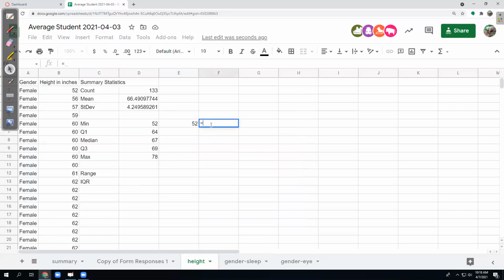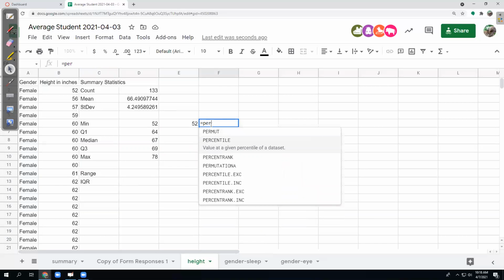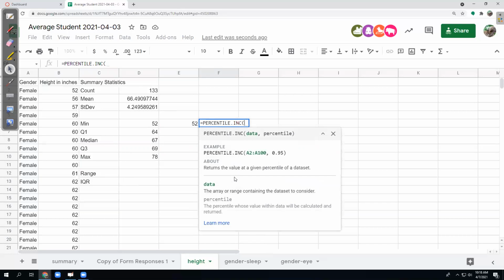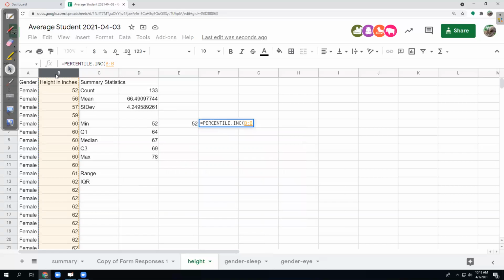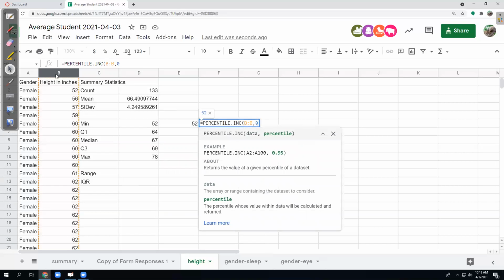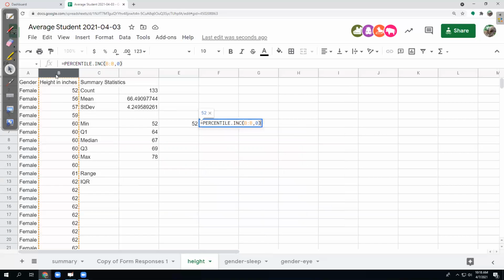Alternatively, I can bring up the percentile command, and there's a whole bunch of those. So either percentile or percentile inclusive. Percentile rank is like a backwards lookup. We're not going to do that in this class. So I'm going to go for percentile inclusive data, 0. And here they want a decimal version. So we'll see that again in a second.